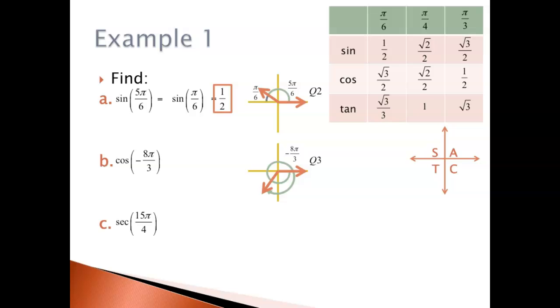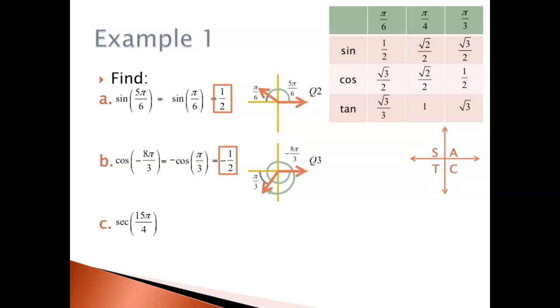Now look for the reference angle. The reference angle is going to be this angle right here. That's going to be pi over 3. And so now we look at our chart. Cosine of pi over 3 is equal to 1/2. But because we're in quadrant 3, cosine we know has to be negative. So we tack on a negative here. So this is equal to negative 1/2.